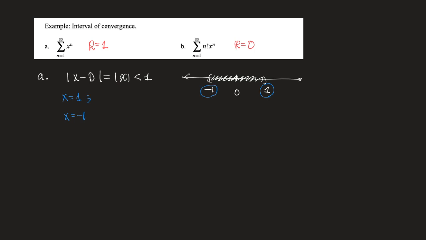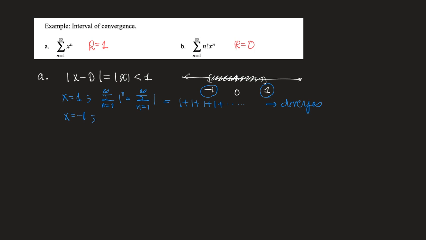Let's check x equals 1 and plug in the 1. Summation n equals 1 to infinity of 1 to the n over n. 1 to the n is 1. What does this mean? 1 plus 1 plus 1 plus 1 plus 1. That diverges.